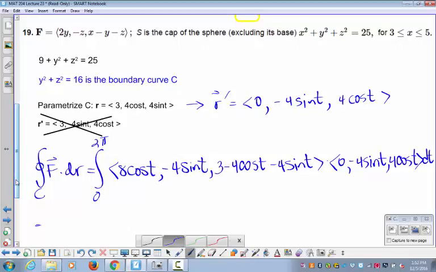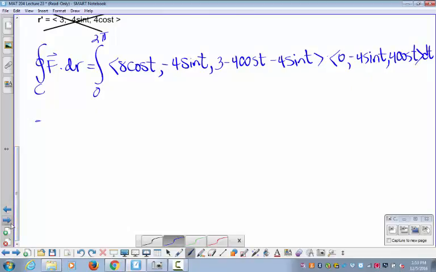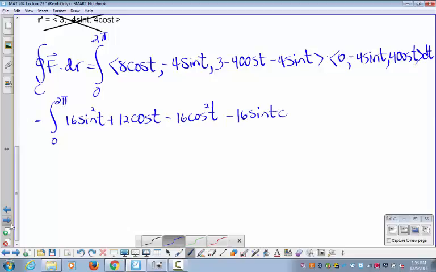That being the case, we want to make sure our parameterization goes around in this direction. And that's what we chose, actually, right? 4 cosine t, 4 sine t is counterclockwise, looking at the board. So we take these two vectors together, and it looks like, ooh, 0. We like that. Then 16 sine squared, and then not 0, 12 cosine t, and then minus 16 cosine squared, and then minus 16 sine t cosine t.